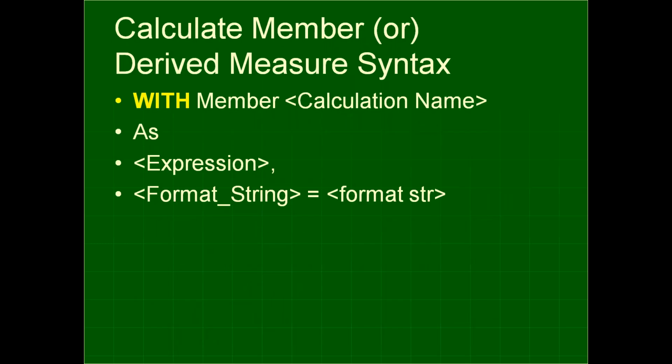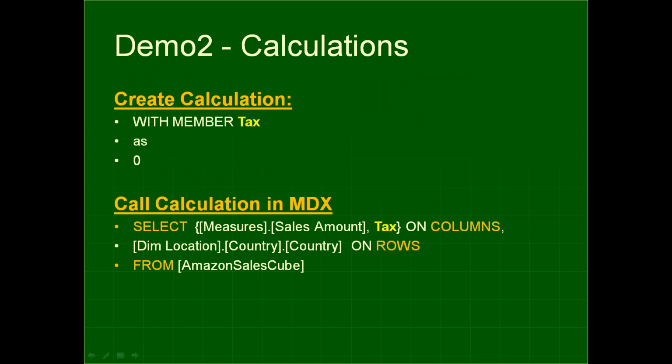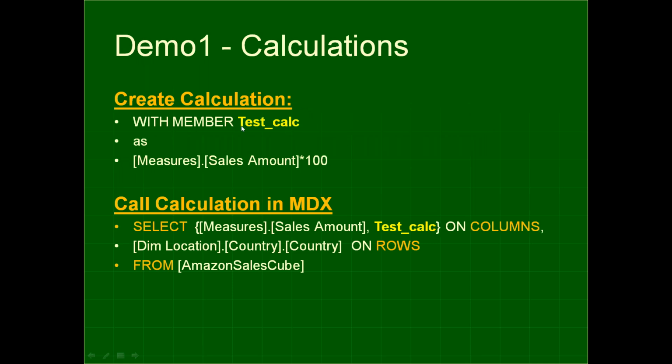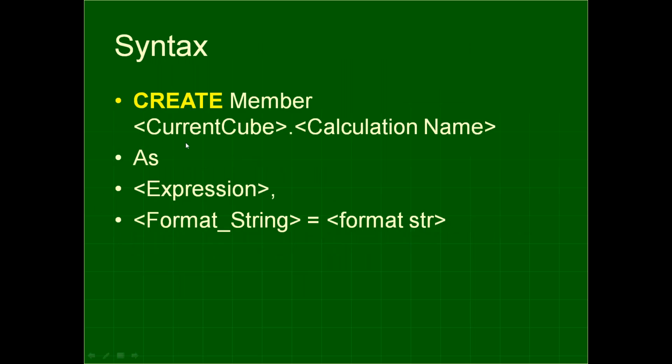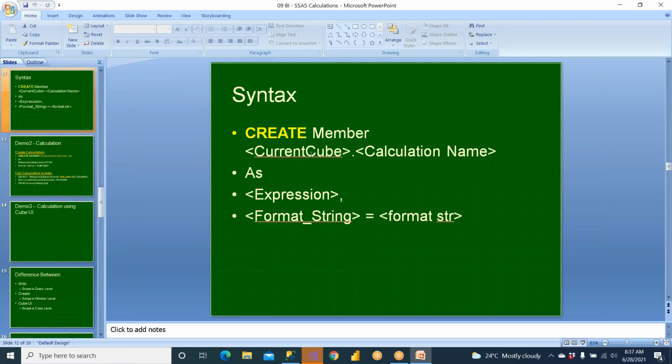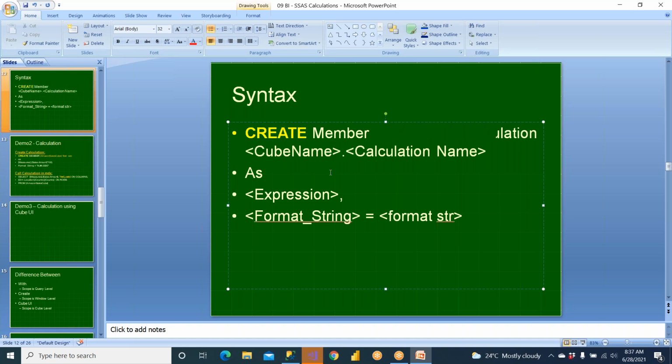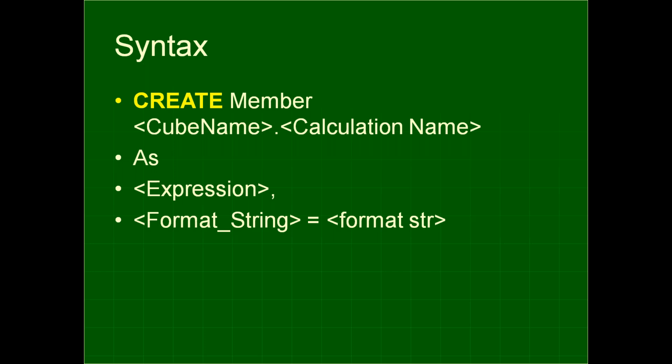And how to create a calculation: we can create a calculation with the help of a with member and a calculation name. And if you're using create member, definitely you need to use the cube name and the calculation name whenever you say create. So whenever you use with, you need not use the cube name. But whenever you go in for a create statement, compulsorily you have to use the cube name here. Current cube means it is a cube name. So current cube means what here? It is the current cube name. That is the meaning. So guys, compulsorily you need to write the cube name here. So that is what is your understanding.